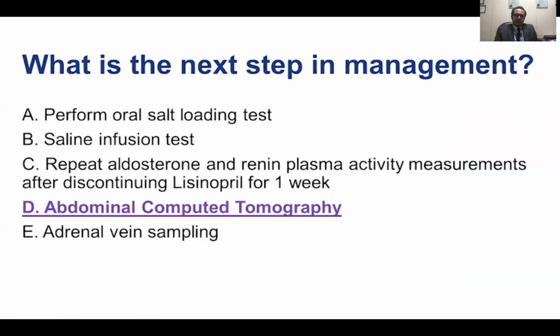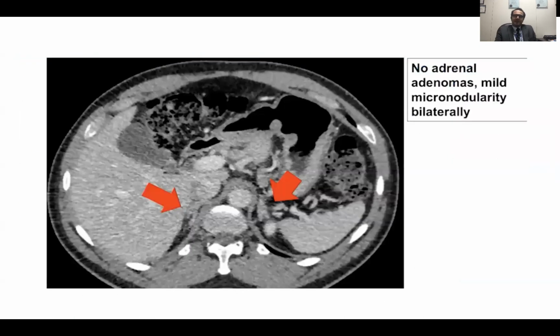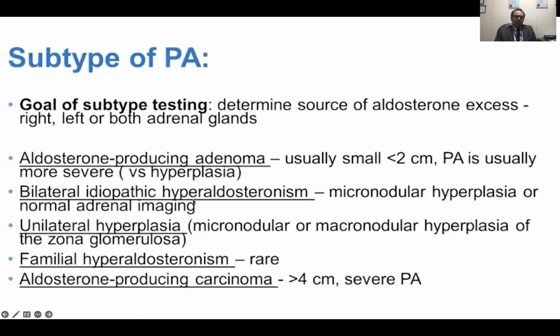So the next step is abdominal CT. Abdominal CT done, no adrenal adenomas, but there are mild bilateral micronodularities. Now, the subtype classification is important. Is it aldosterone producing adenoma? Basically around 1/3 of aldosteronism is due to aldosterone producing adenoma. They are usually small, less than 2 centimeter, and primary aldosteronism in them is very severe.